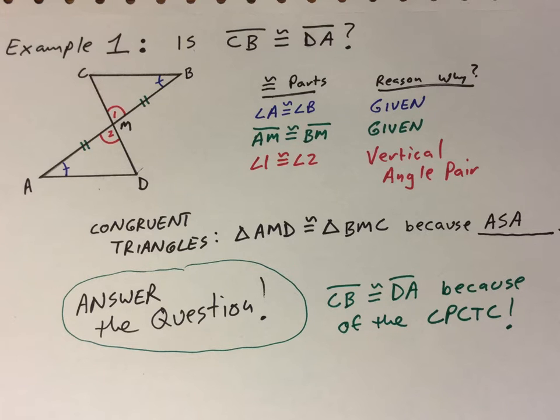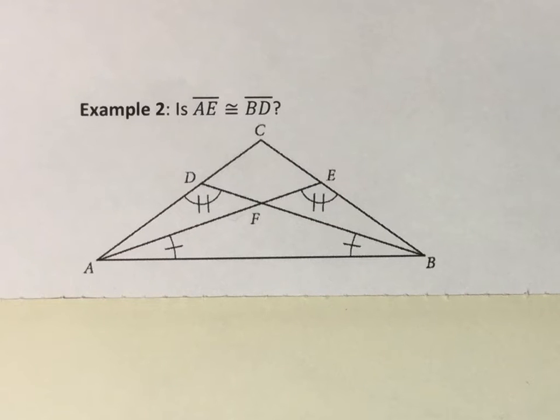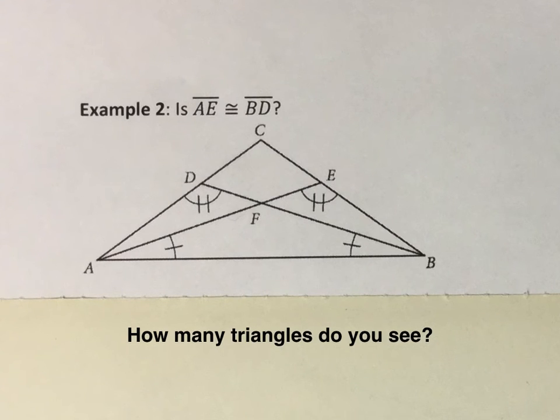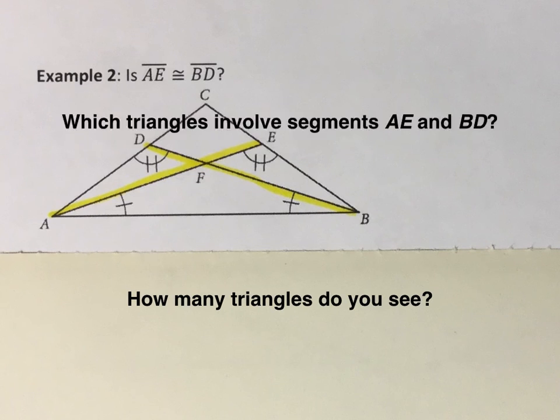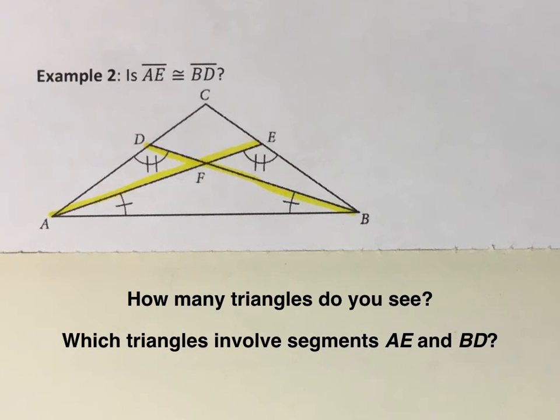One final example. Take a minute and sketch this. It's our job to answer whether segment AE is congruent to segment BD. So the question then is, how many different triangles do you see? There are a bunch of them, several triangles. The question is about segments AE and BD. So which triangles involve those segments?